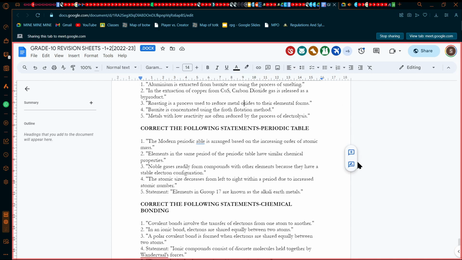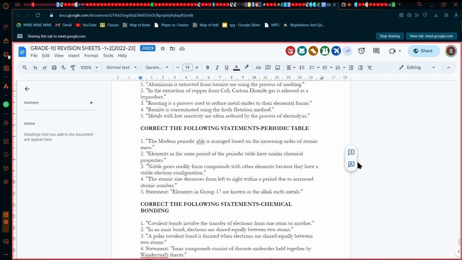Wait, one second. How do you do coordinate bond electron dot structure? See, ammonium. Ammonia is normal only. Ammonium is coordinate. Yeah, ammonium.